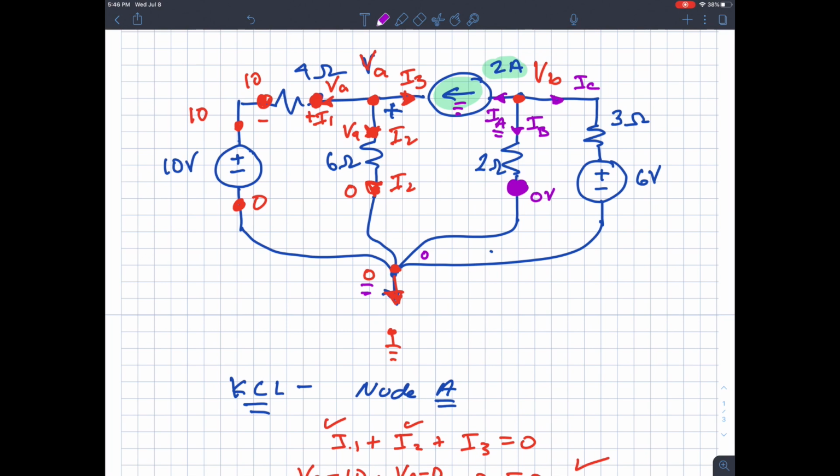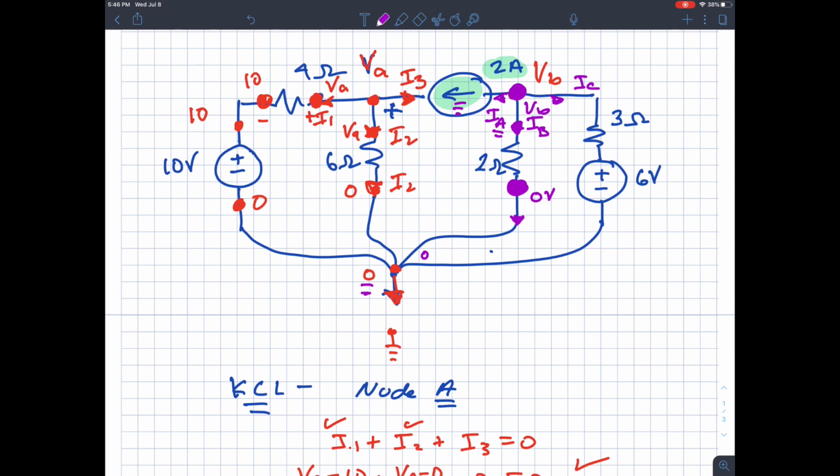Same thing with VB. This is VB. If I pick this up and slide it down, well, you get the idea. Picture this sliding down. It is still at voltage VB. So I put the dots on either side of the resistor, and which way does the current flow? The current flow is referenced down.